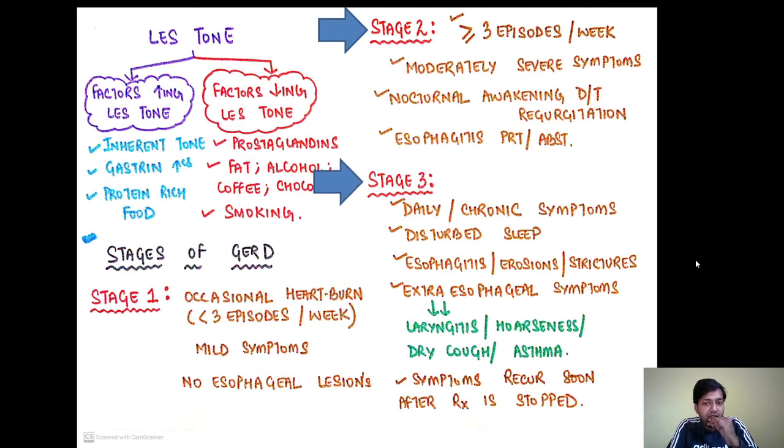Stage 3, what is stage 3? There are daily or chronic symptoms. Every day, multiple times a day, you are having symptoms. Your sleep is disturbed. You have developed esophagitis, erosions and strictures of the esophagus. There are extra esophageal symptoms, meaning the acid has now come to the larynx, that is, you have developed laryngitis. You have developed hoarseness, dry cough, sometimes that can go into the lungs and lead to asthma also. The symptoms will recur as soon as you stop the treatment; the symptoms come back. That is stage 3 GERD.